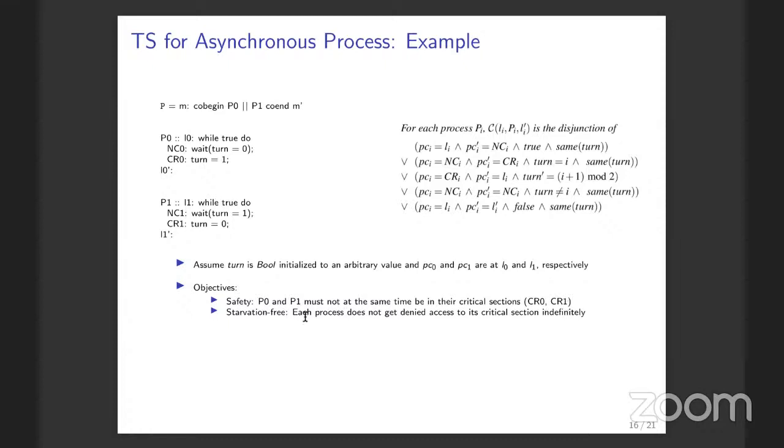And there is also another property in such parallel programs that you desire: that they are starvation free, that each process does not get denied access to its critical section indefinitely. Okay, that there is progress. Each process makes progress. Usually there are two kinds.